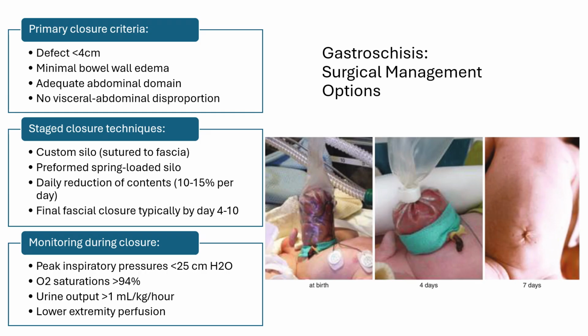The criteria provide clear guidance: defect less than 4 centimeters, minimal bowel edema, and adequate abdominal domain. The abdominal domain assessment is particularly important. The abdominal cavity needs sufficient space to accommodate the bowel without creating dangerous intra-abdominal pressure.